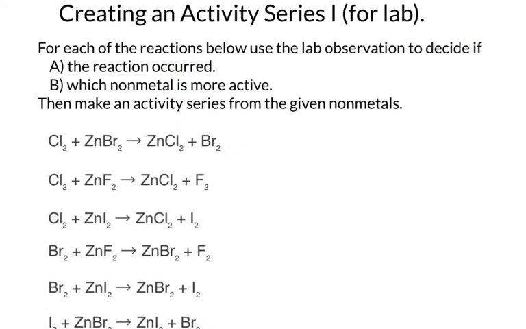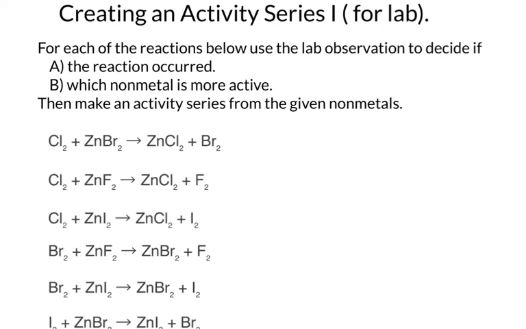Now let's look at how an activity series might be created. For each of the reactions below, we're going to use the lab observations, which I will be describing to you, to decide whether the reaction occurred or not. Then you'll indicate which nonmetal is more active of the two nonmetals that are here, and then we're going to finally make an activity series from the given nonmetals.